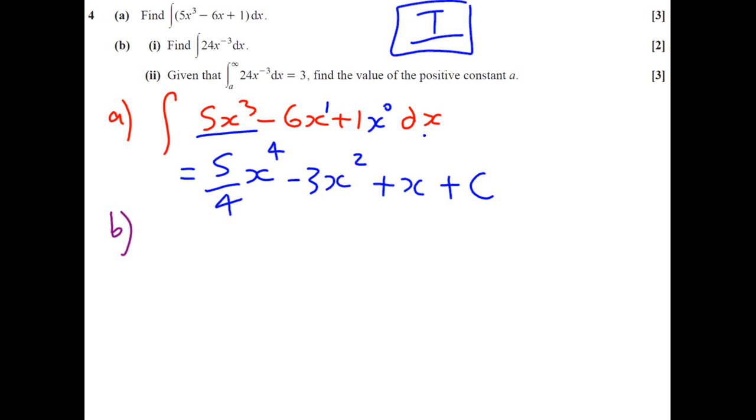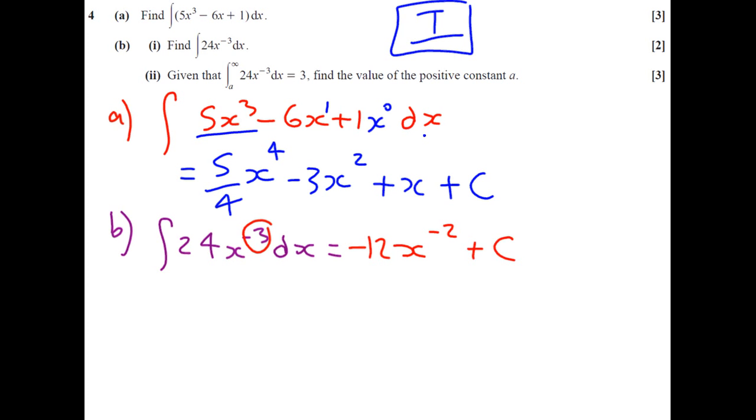Okay, part B. Integral of 24x to minus 3. Same rule applies. Increase the power. When you increase minus 3 by 1, you're actually going to get minus 2. Divide by the new power. 24 divided by minus 2, minus 12. Do not forget the plus c. That's part I done.